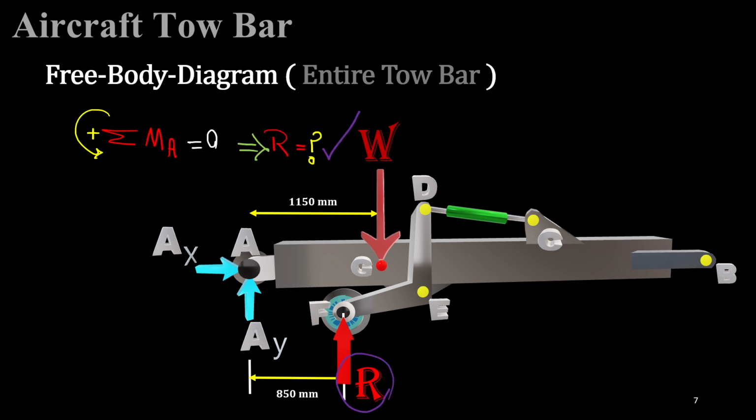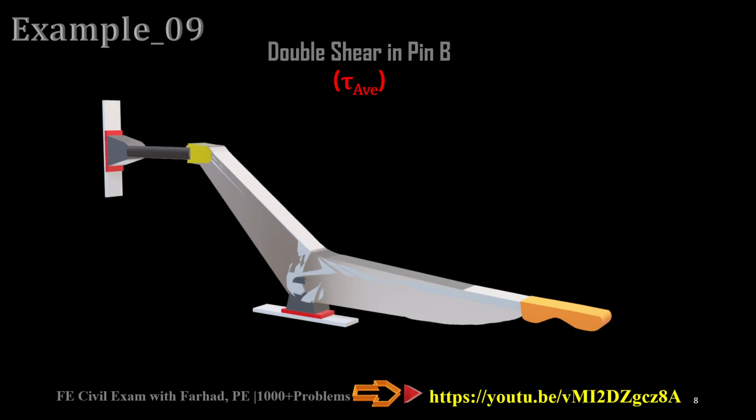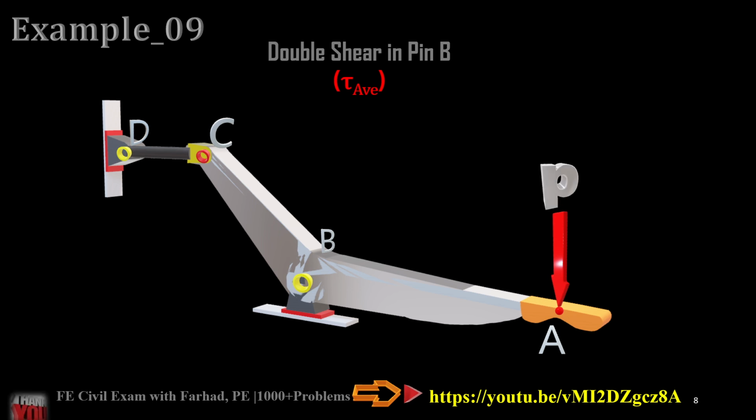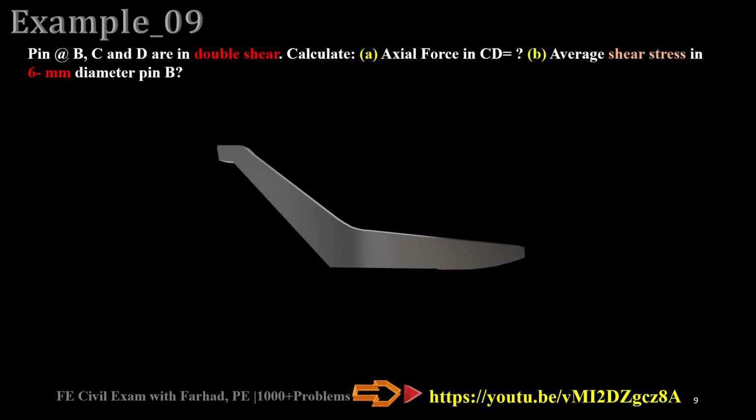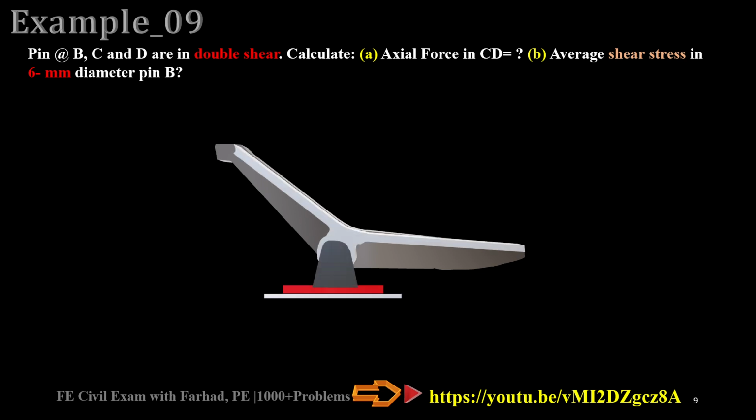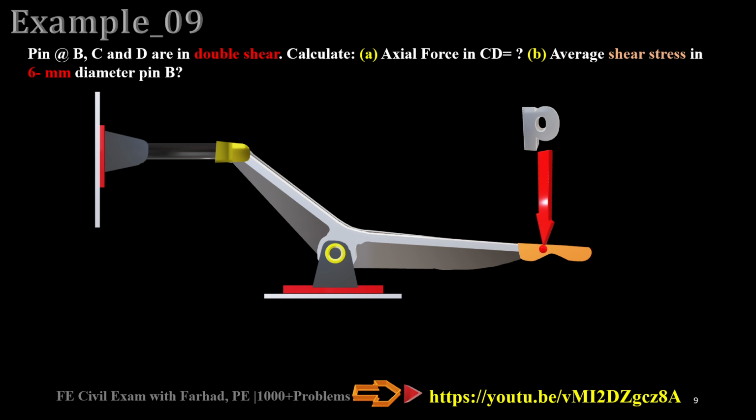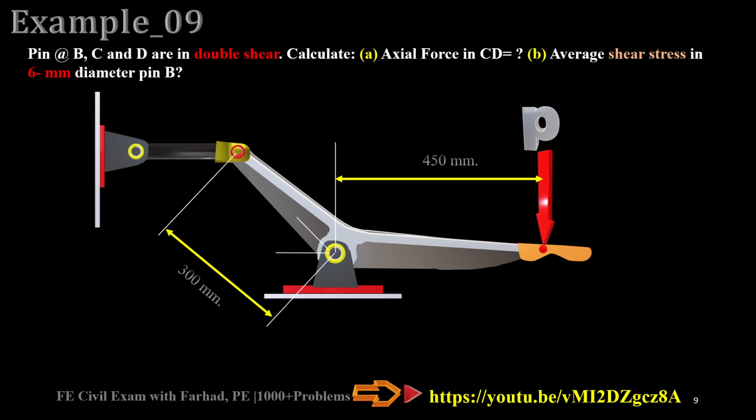So starting by summation of moment about a point, and also in this problem, an example of double shear in pin B, you can easily see if pin B is in a double shear condition, how you can create the moment of the forces about a point, and also develop the moment equation and summation of forces in x and y directions, and how you can get the forces easily, and then from there you can calculate the stresses in each member and all, including the pins.